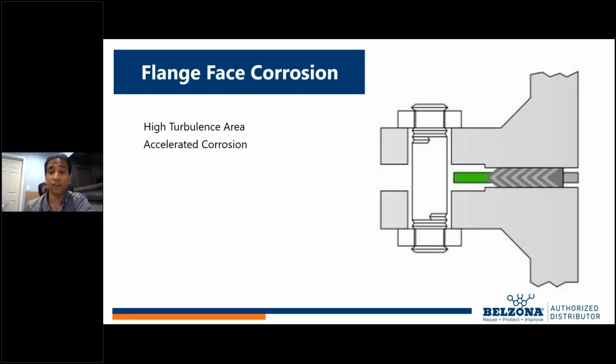Flange face corrosion, very similar to small bore piping, high turbulence area, you're gonna see accelerated corrosion. And so when we look at these areas right in here where you see my marker, I'm gonna put a red circle over it. The fact is you have process fluid that's gonna move through, you're gonna start seeing a cutting in right here on this metal, and it's gonna start taking the strength off of what you see, which is this spiral wound gasket here.